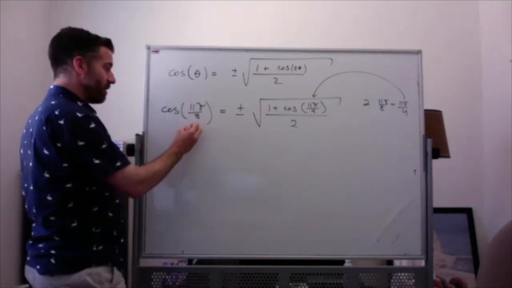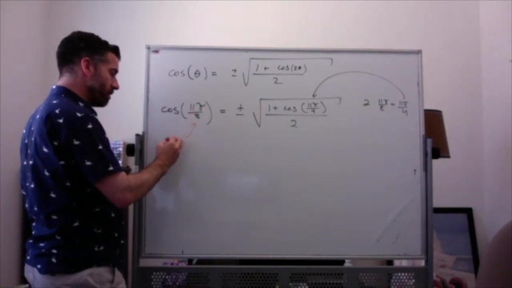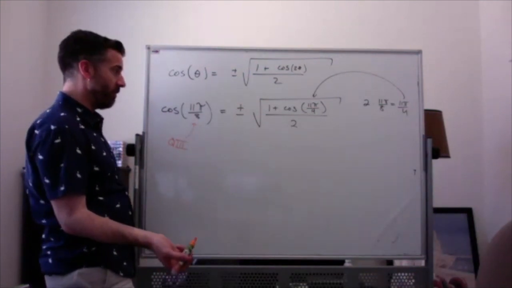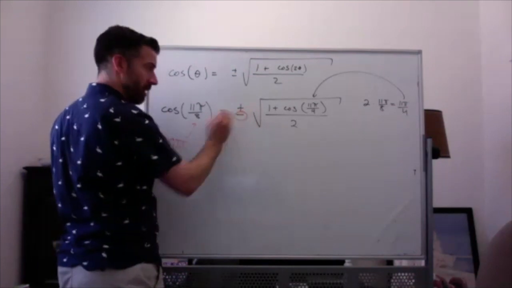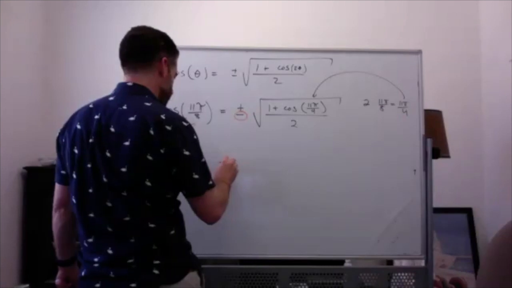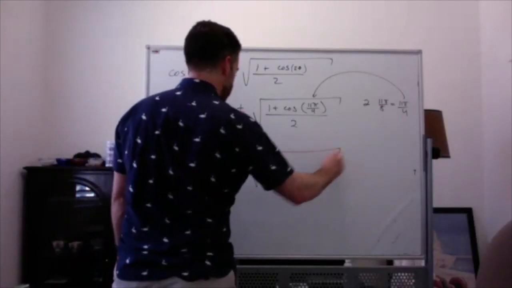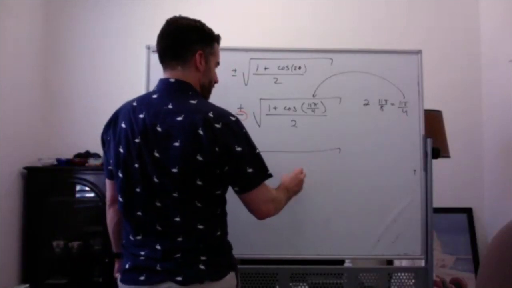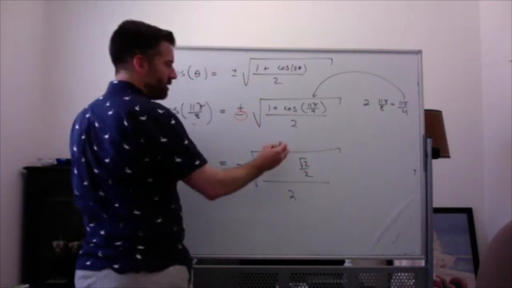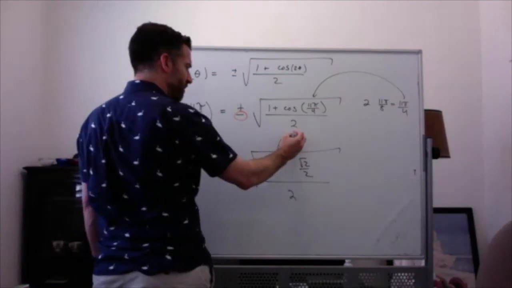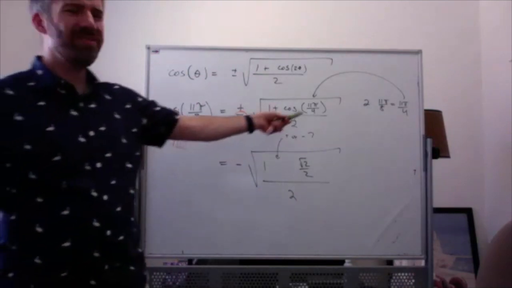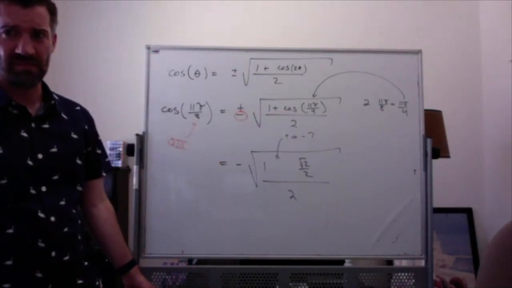11 pi over 8, that's in quadrant 3, because it's a little bigger than pi, but it's definitely not as much as 1.5 pi. So it's going to be negative. So we're going to get negative square root of 1 something root 2 over 2, all over 2. But the question here is, is it positive or negative? Well, what quadrant is 11 pi over 4 in?